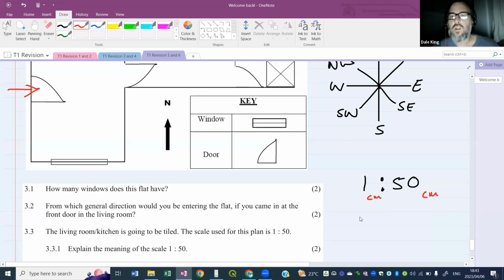Now we can take the 50 centimeters and convert it into something else. For example, I want to change this to something more usable. I want centimeters over here and meters over there. What must I do to this 50 to get meters?